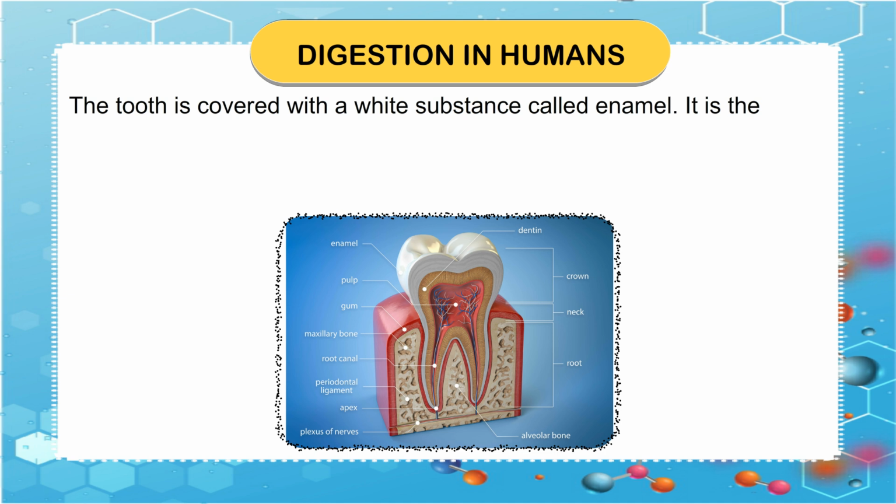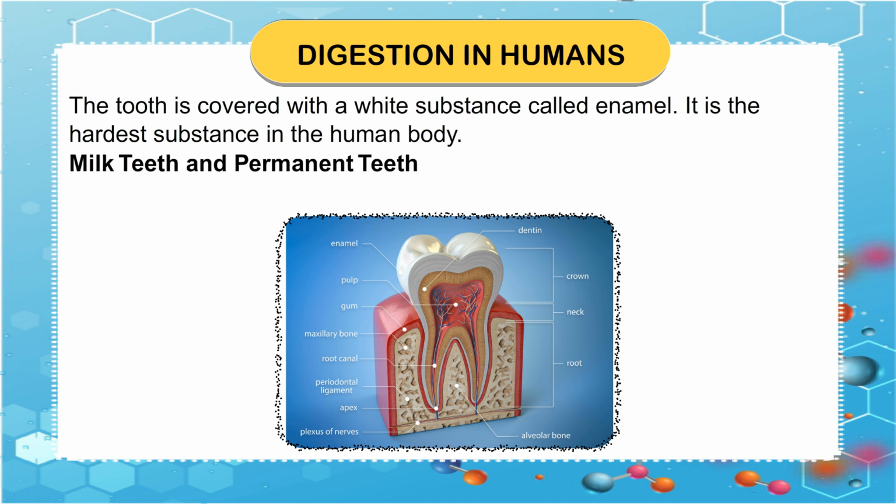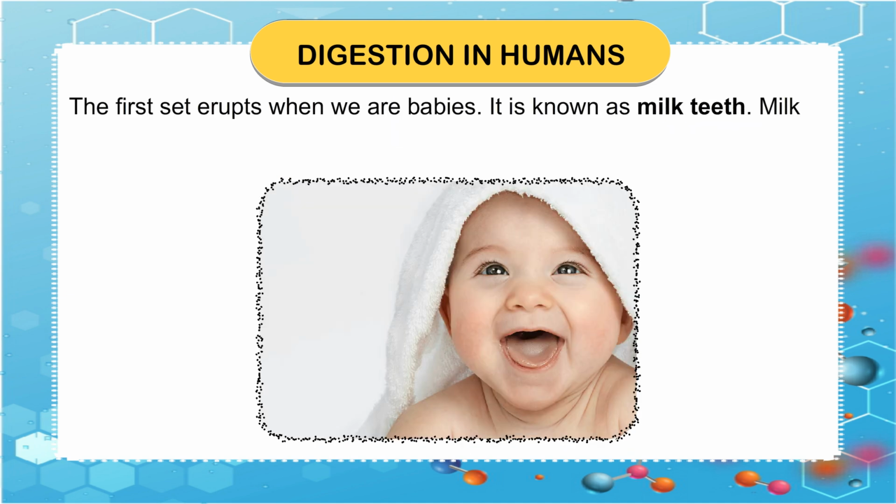The tooth is covered with a white substance called enamel. It is the hardest substance in the human body. Milk teeth and permanent teeth. Humans get 2 sets of teeth in their lifetime. The first set erupts when we are babies.